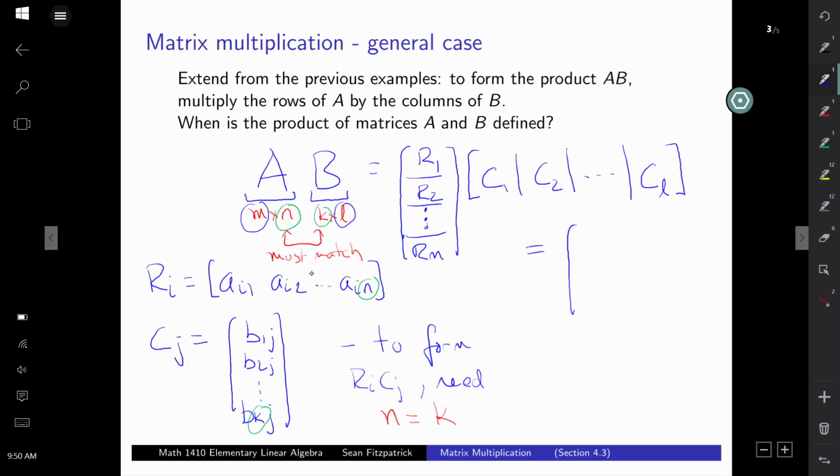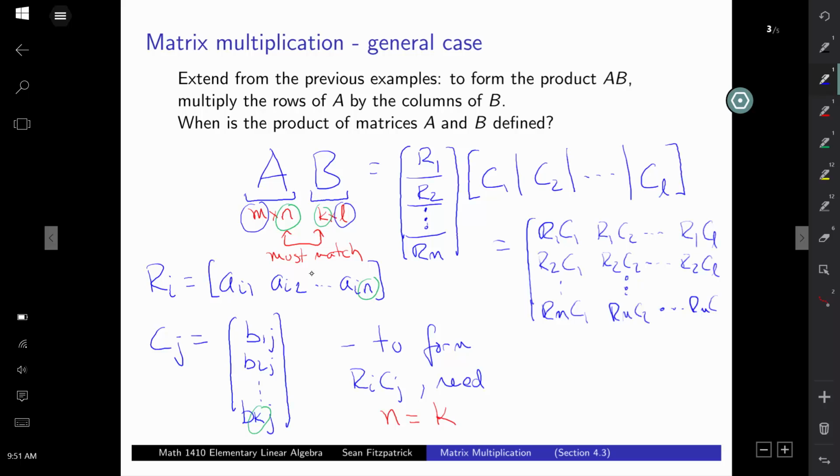So how do I do this product? I do the first row times the first column, and that's my first entry in the new matrix. I do the first row times the second column, and that's the next entry, and so on all the way down to the last column. Let me move things over a little bit so we can fit. So row 1, column 1, row 1, column 2, down to row 1 times the last column, column L. Then I would do the second row times each of the columns, so row 2, column 1, row 2, column 2, down to row 2, column L, and so on down to row M times column 1, row M, column 2, row M, column L. And that's my matrix product.